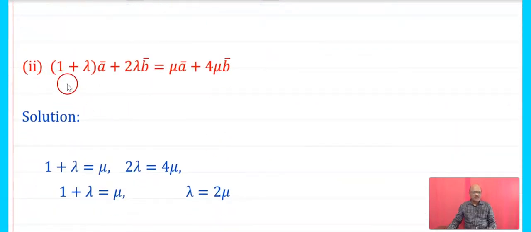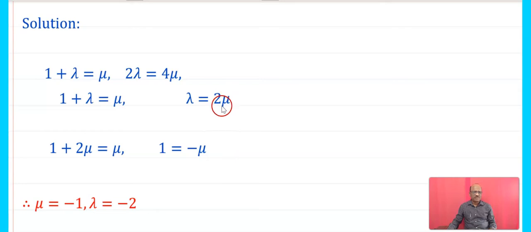Next question, in bracket 1 plus lambda a bar plus 2 lambda b bar is equal to mu a bar plus 4 mu b bar, and again equating the coefficients of a bar and b bar, that is 1 plus lambda is equal to mu, and 2 lambda is equal to 4 mu, and hence you will have 1 plus lambda is equal to mu and lambda is equal to 2 mu.